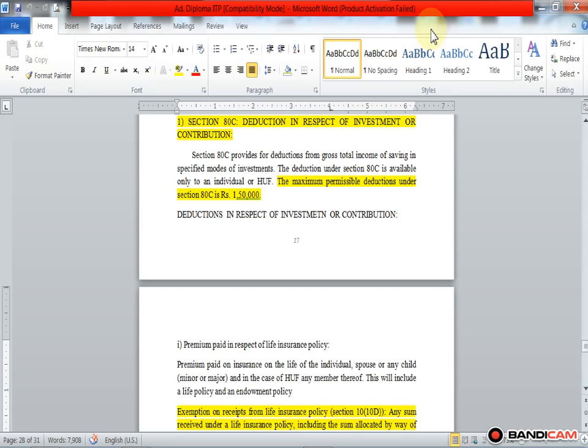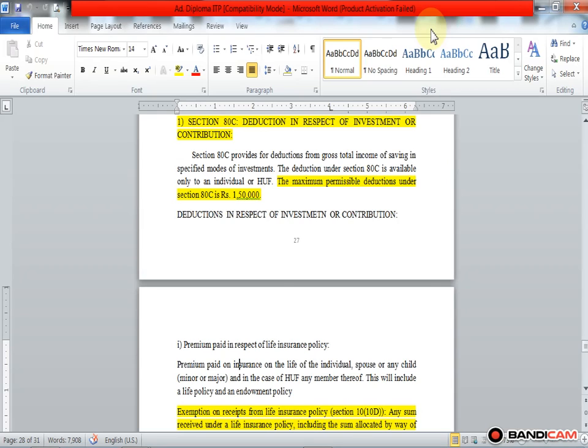In section 80C we studied deductions related to investment or contribution. The maximum deduction allowed under section 80C is rupees 1,50,000.